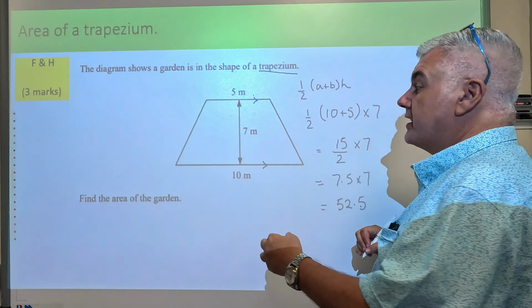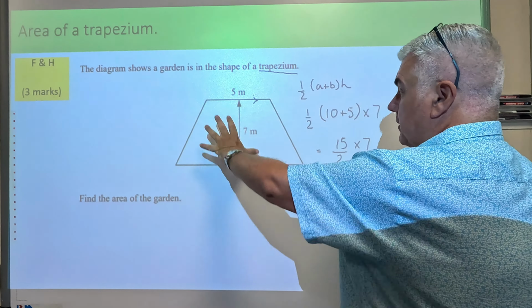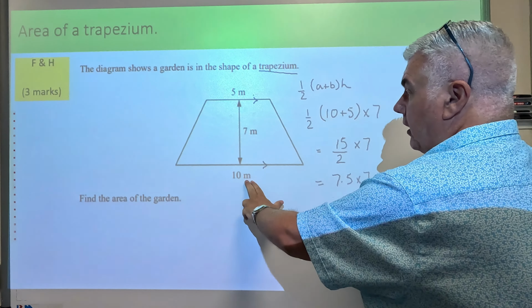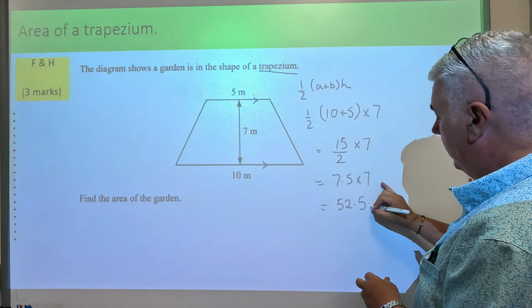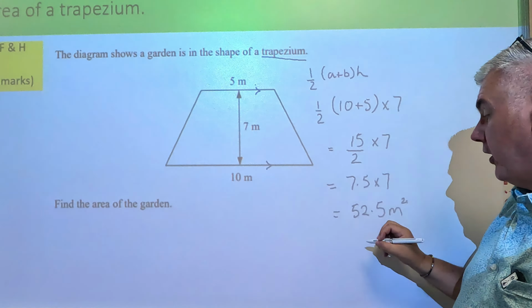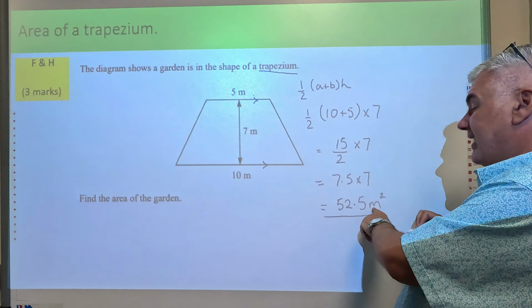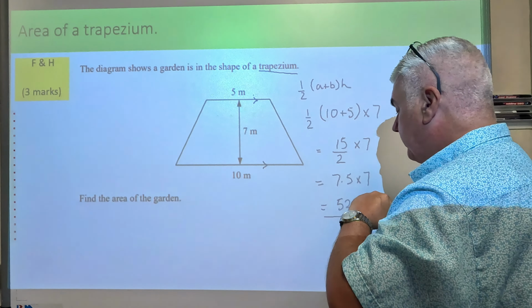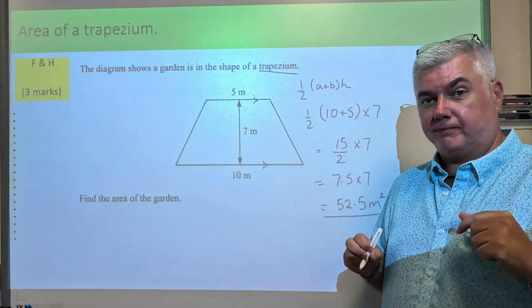Units, it's got units. Area is a space. It's the space taken up by a shape. It's meters in the question, it's meters in the answer. I have to square my units for area. It tells the reader that this is an area. This space is 52.5 meters squared.